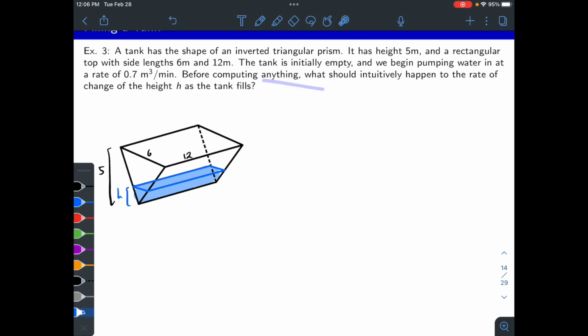All right, so let's answer this initial question before we compute everything. What should intuitively happen to the rate of change of the height h as the tank fills?